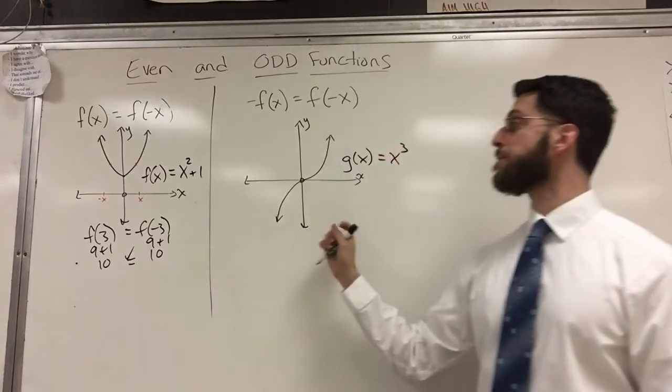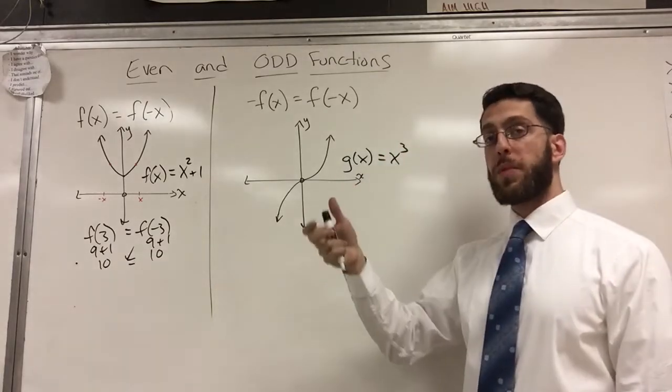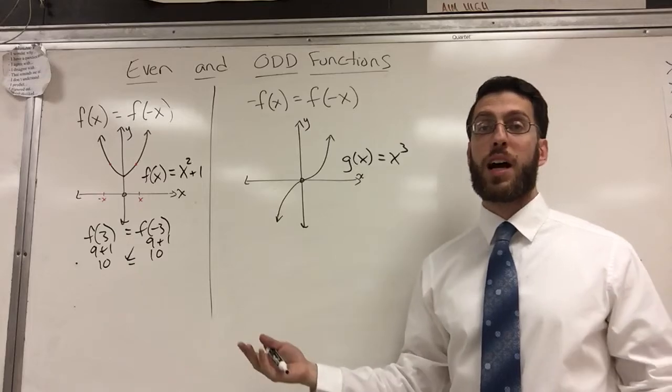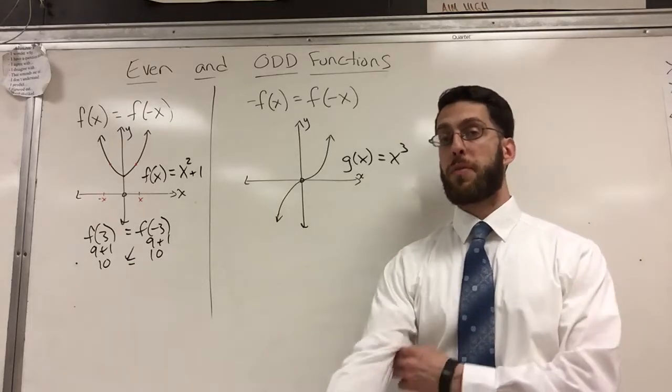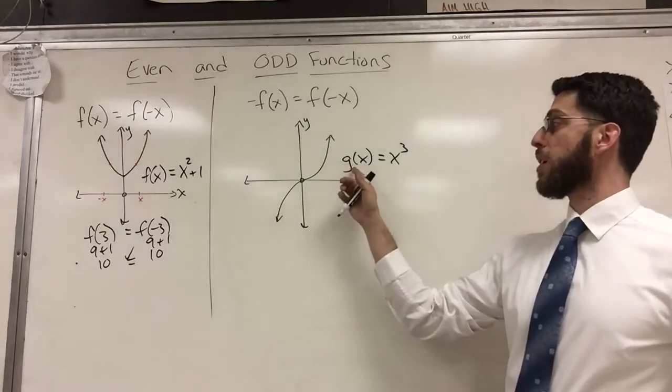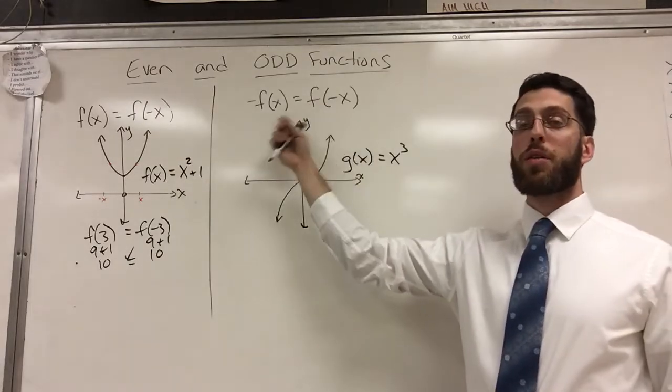Okay, let's look at this guy. Spin it upside down, looks the same, I'm done, it's odd. But if I have to prove it mathematically or algebraically, let's pick, my favorite number is 3, I'm going to pick 3 here.